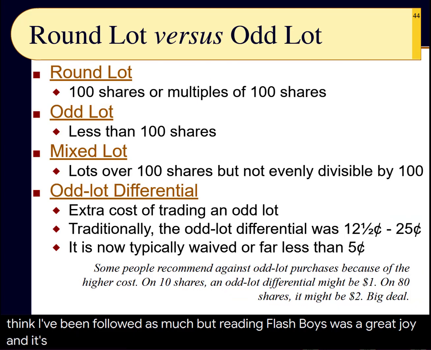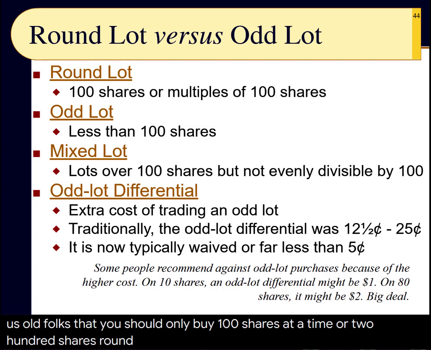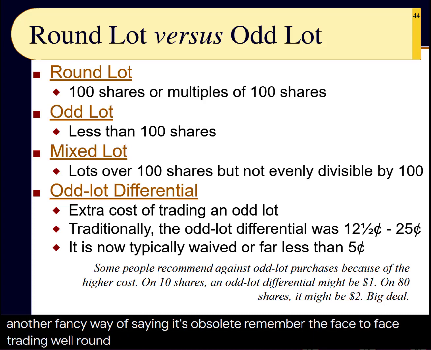Slide number 44. You're going to hear every once in a while, especially from us old folks, that you should only buy 100 shares at a time, or 200 shares, round lots as they're called. Folks, this is an anachronism, another fancy way of saying this is obsolete. Remember the face-to-face trading? Well, round lots made it easier for the folks on the floor to trade shares.